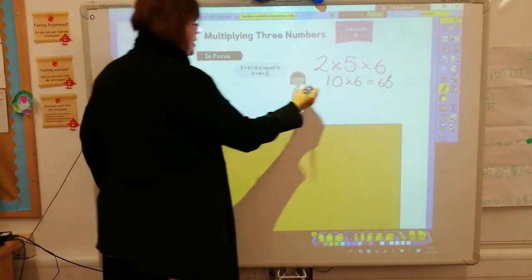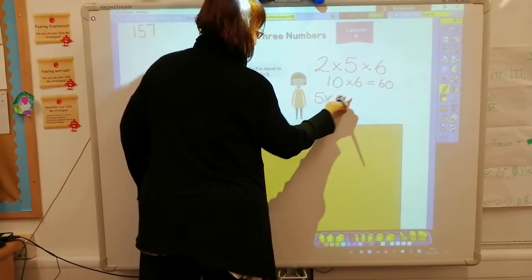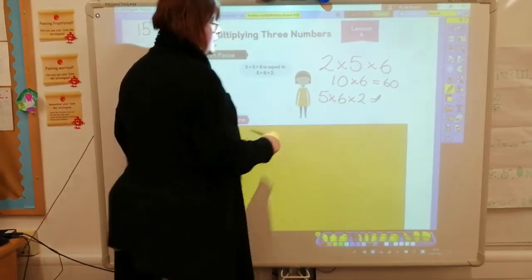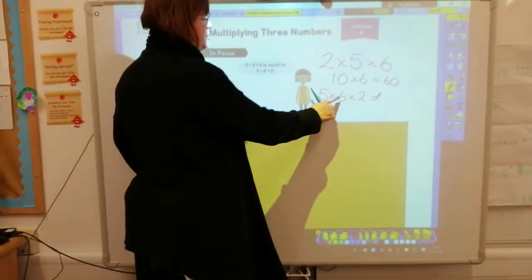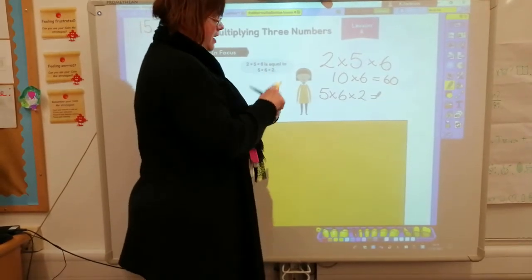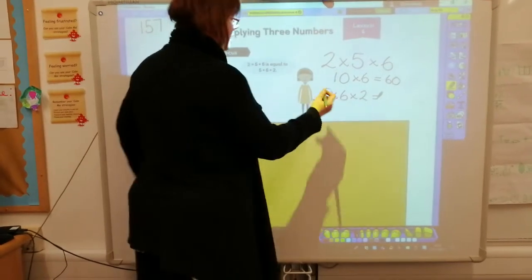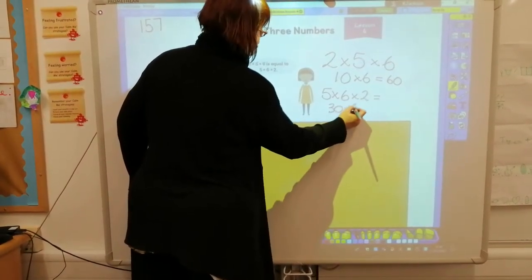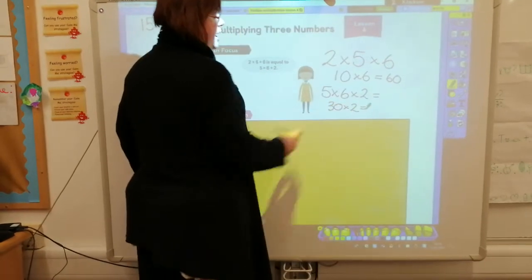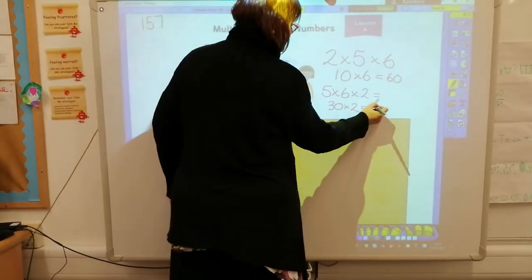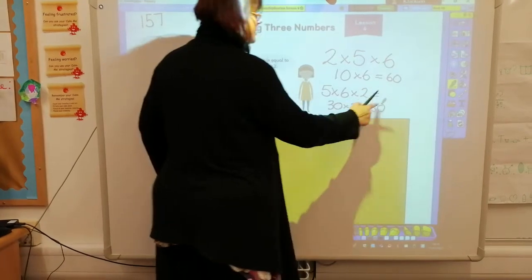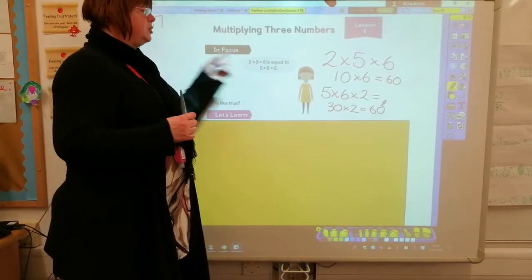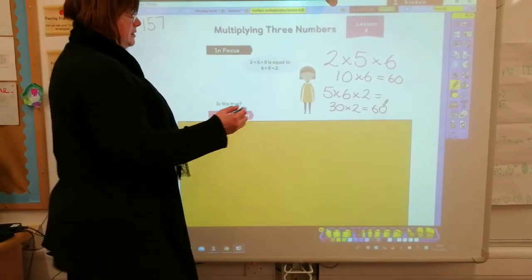So let's try it the other way. 5 times 6 times 2. 5 times 6, oh I'm not sure on my 6 times table, so I'm going to do 6 times 5: 5, 10, 15, 20, 25, 30. So that's 30, and still using the times 2, double 30, which is the same as times by 2, is 60. Both answers are the same. We learned yesterday that no matter which way you do your multiplications, it always gives you the same answer.